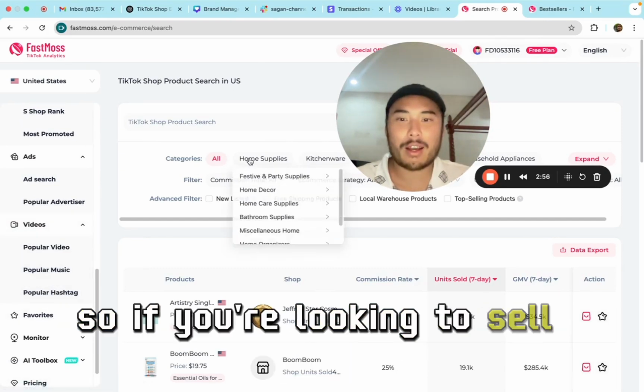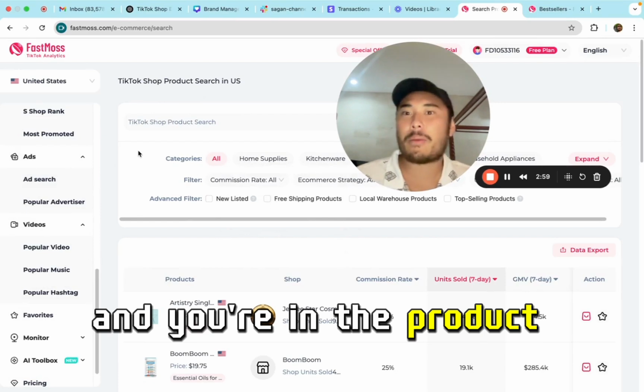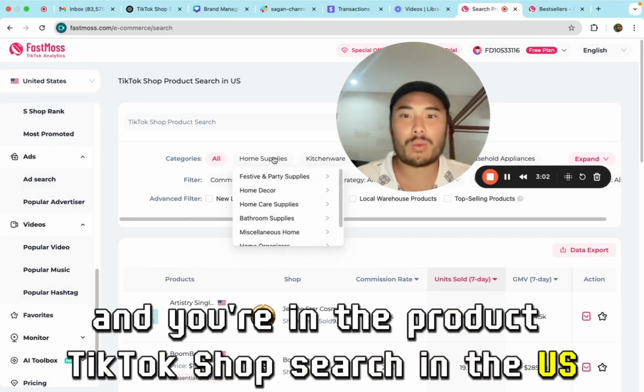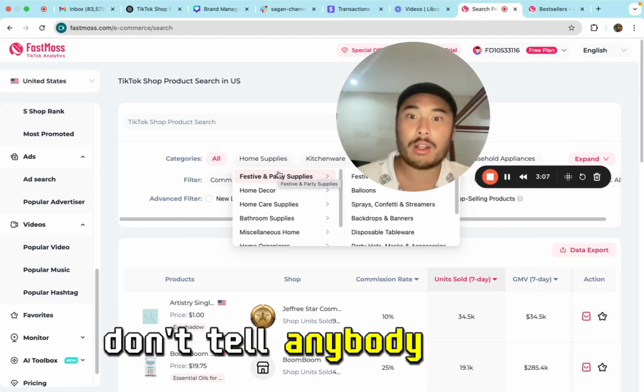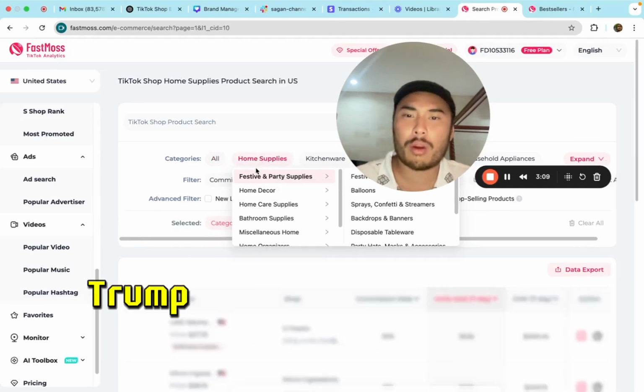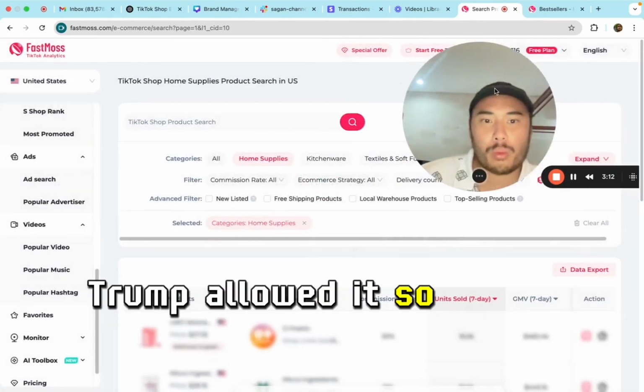So if you're looking to sell, and you're in the product TikTok Shop search in the US, which is the best because most sellers on TikTok Shop are from the US. Shh, don't tell anybody. Trump allowed it. So we're seeing a paywall here.